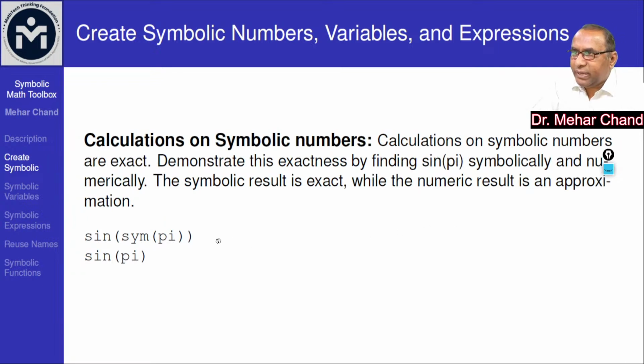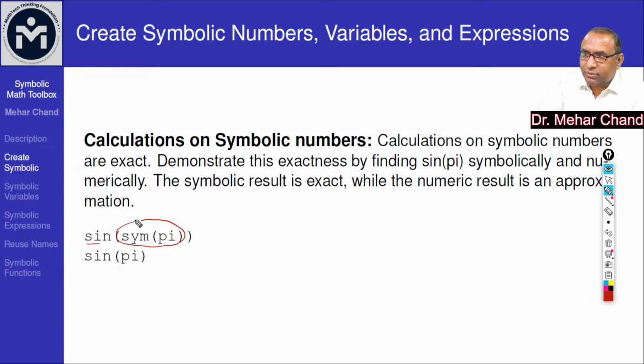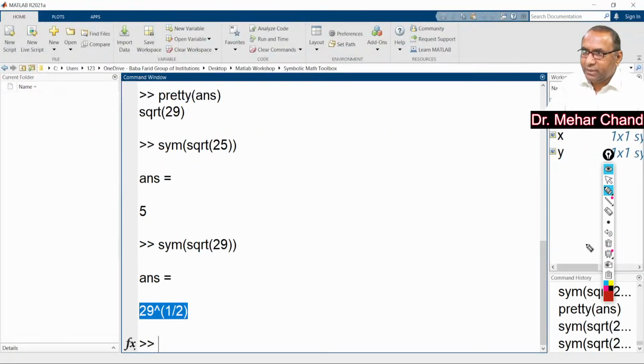So here we have the calculation of a symbolic number. We can use it for calculations also, as you can see here, sine and sym pi. When we use sym pi, as you can see here, this will return the exact value. While when you use it without the symbolic number, we need to see the experiment in MATLAB. It will be better. Yes.